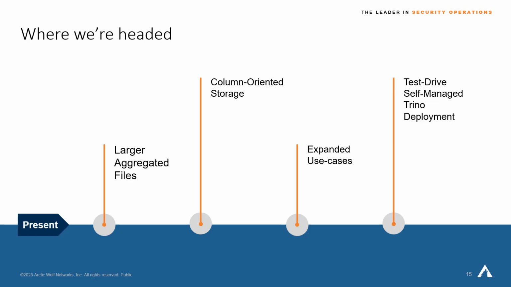And that brings us to where we're headed, the final section of this presentation. So my team would like to explore what kind of performance improvements we can get by increasing the file sizes for the files in our data store. We want to then take a look at changing the way that we store the data in order to use a column-oriented storage like Iceberg.